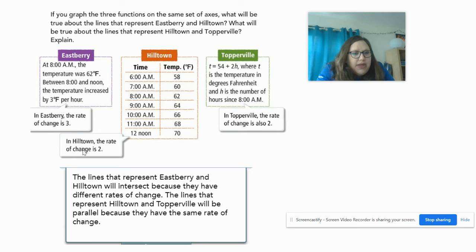What would be about Hilltown and Topperville? Those both have a rate of change of 2, so those would be parallel lines because they have the same slope or rate of change. They're both changing at the same amount. Again, parallel lines have the same slope.